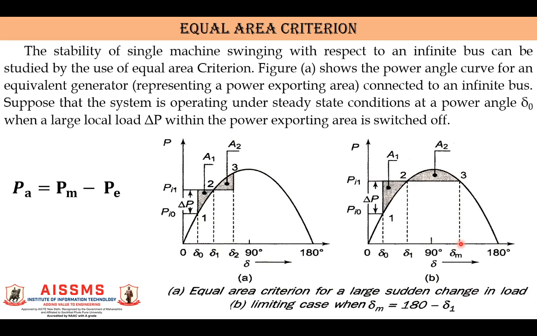Now, beyond delta M, what will happen? There will be less area for A2, and this area A1 will be greater. So A1 will be greater than A2, or A1 is not equal to A2. Whenever A1 is not equal to A2, the system is called an unstable system, and when the system is unstable, it will lose synchronism. So delta M is the maximum angle at which the system can remain stable.